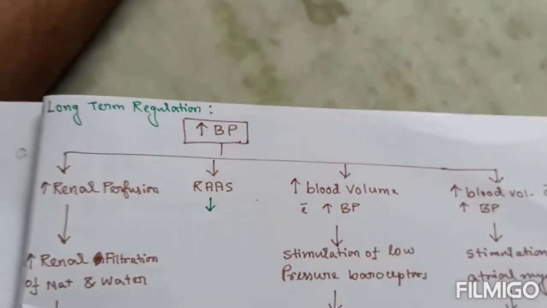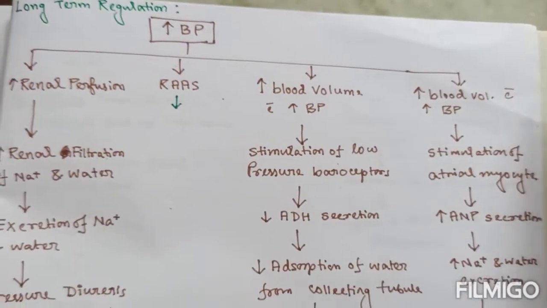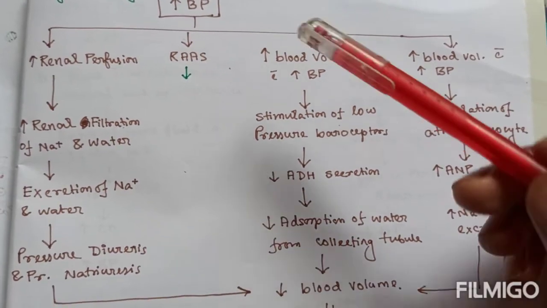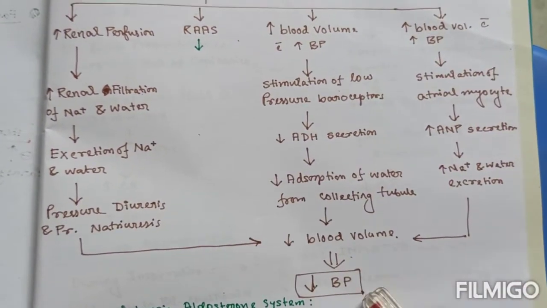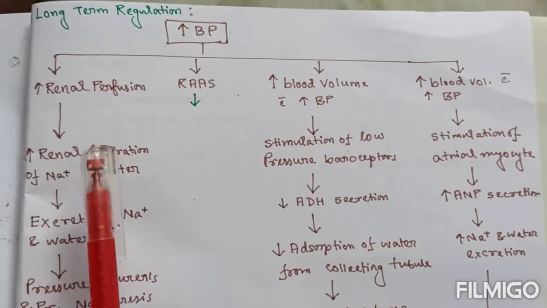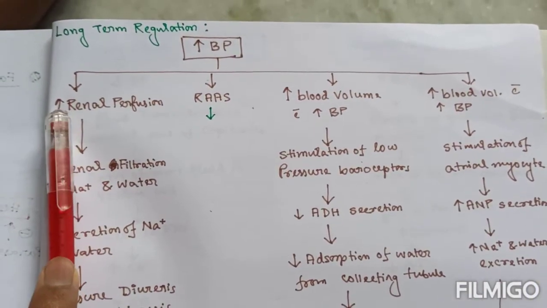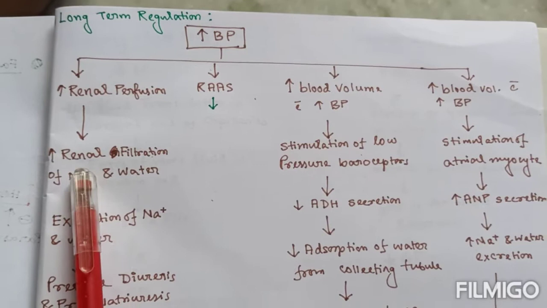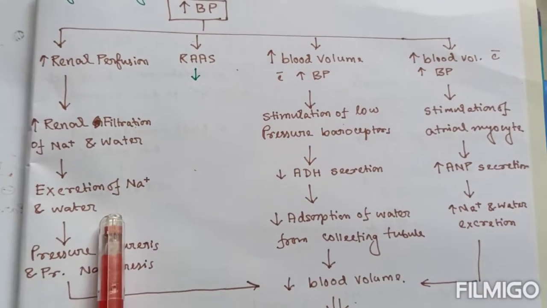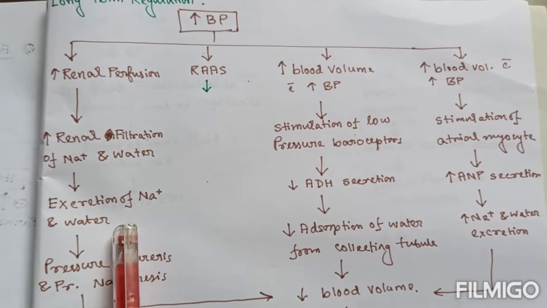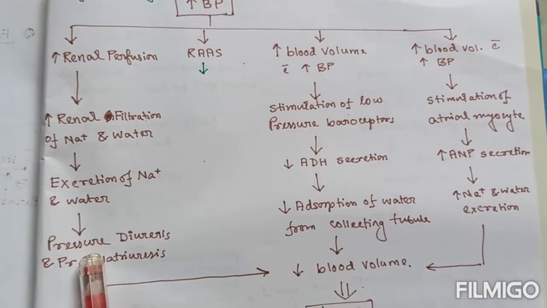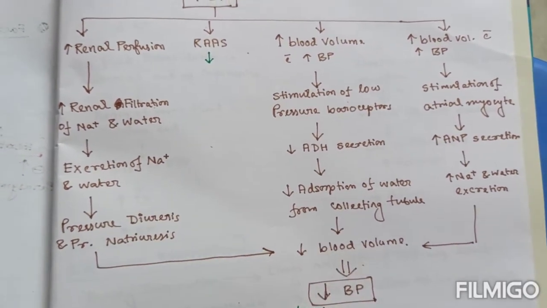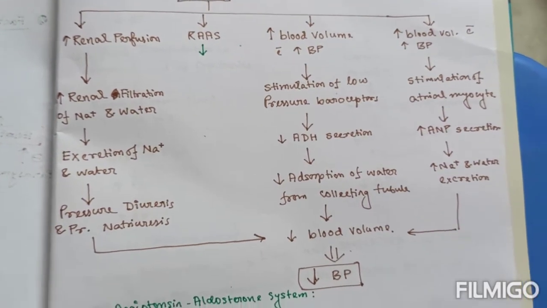First, the long-term mechanisms are all depicted in one flowchart. When BP is raised, it is to be lowered to the normal range. So there will be increased renal perfusion due to high blood pressure. It will cause increased renal filtration of sodium and water, thereby sodium and water will also be excreted, and pressure diuresis and pressure natriuresis will cause reduced blood volume, thereby reduced blood pressure, or blood pressure will be checked.